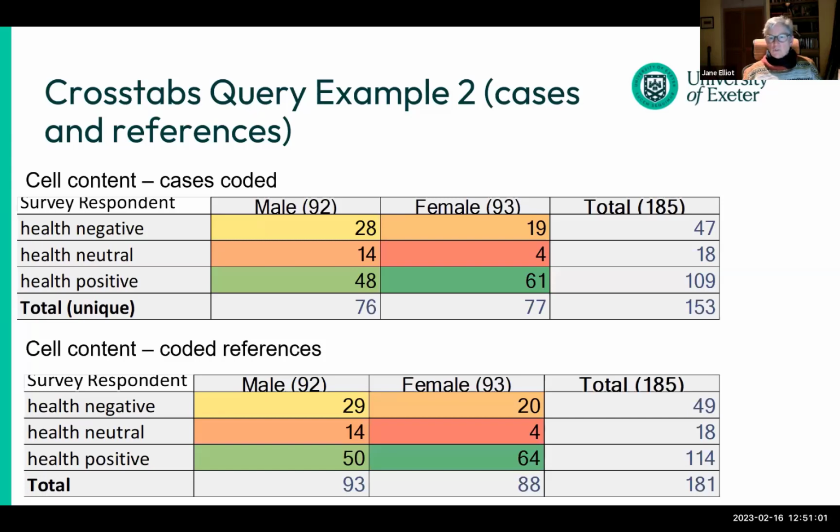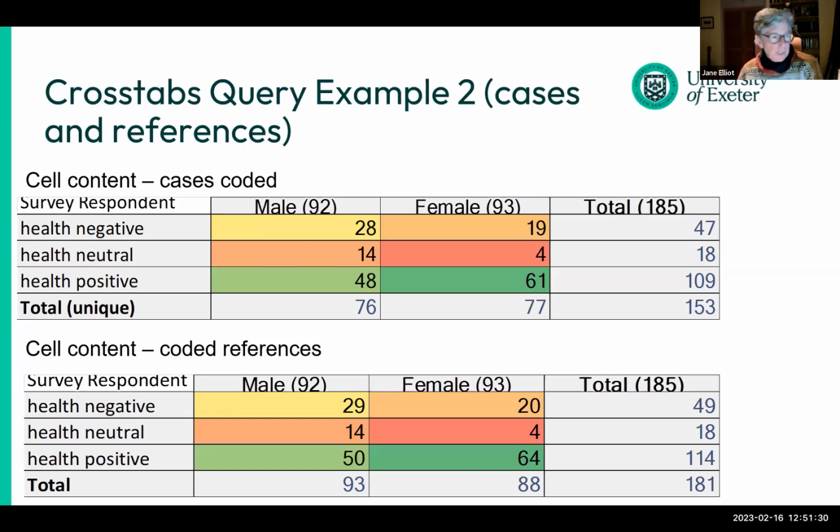So let's just focus on one particular example. Let's focus on something positive. There's 61 women who are being positive about their health. And then if you look at the lower table, there are 64 references to positive health within the women's samples. That means that three women probably have said two positive things. There's two codes relating to positivity in those cases.